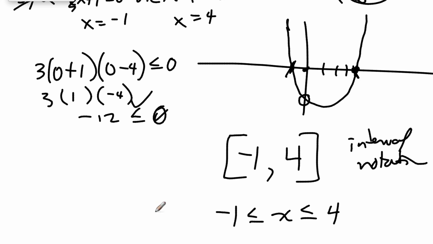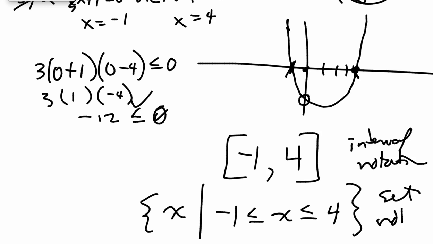Or I could say -1 is less than or equal to x, which is less than or equal to 4. So you could say your answer is all the x's as long as -1 is less than or equal to x, which is less than or equal to 4. And that's sort of set notation, is the name of that stuff. So either of those two. Okay, hopefully that helps with that question.